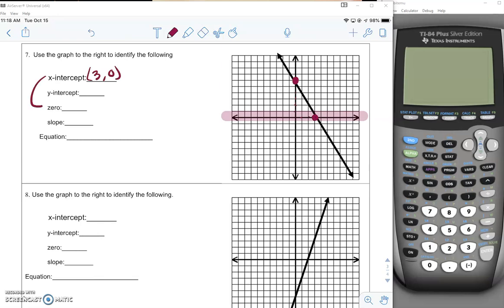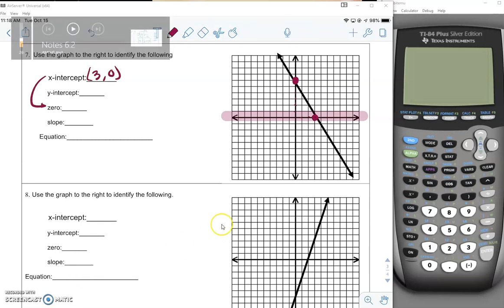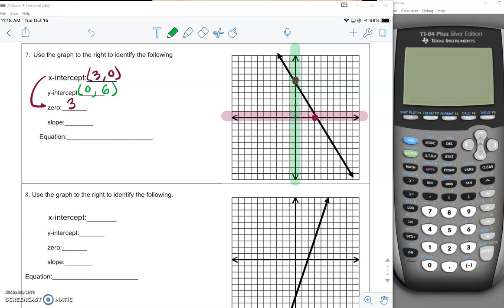Since we have found the x-intercept, that means we have also found the zero. So my zero is the point 3. Y-intercept is where our graph crosses the y-axis. My graph crosses the y-axis at 1, 2, 3, 4, 5, 6. This is the ordered pair (0, 6). So when we write our equation, 6 is my b-value.